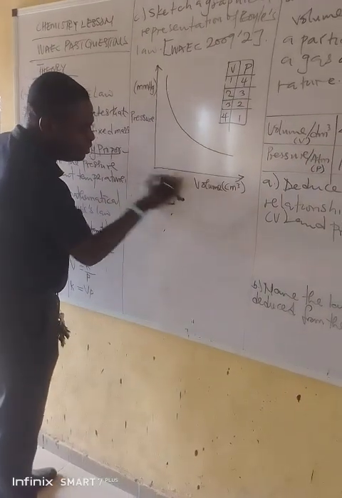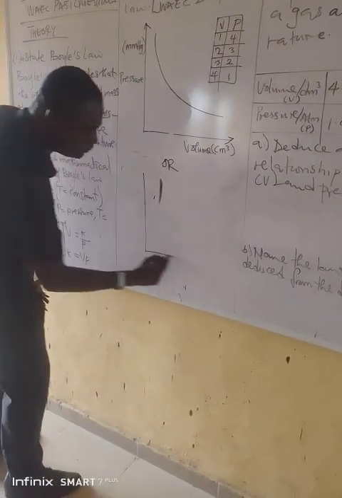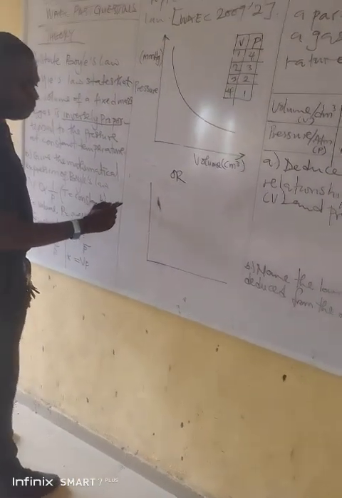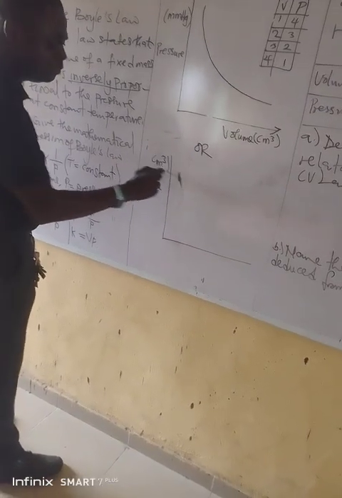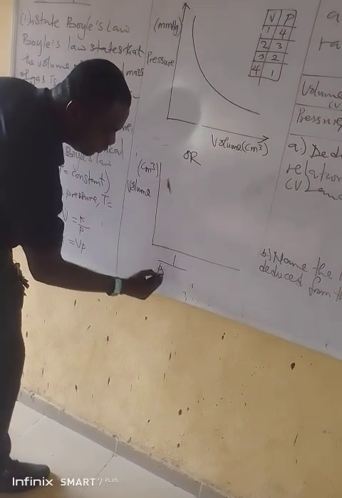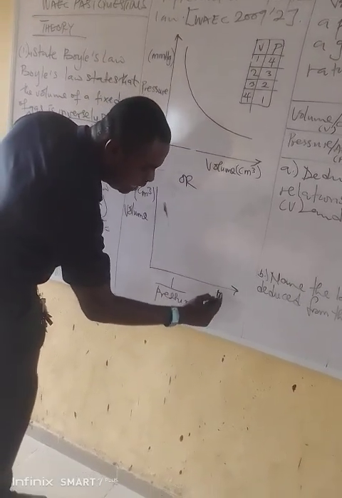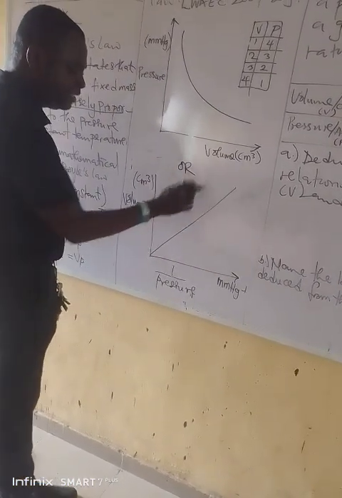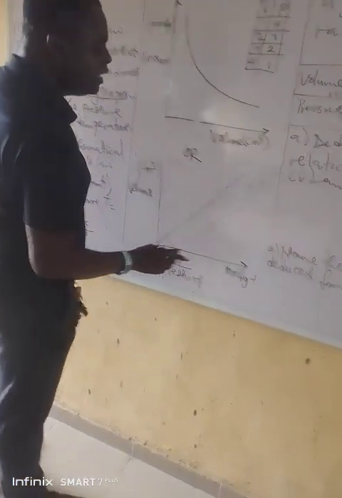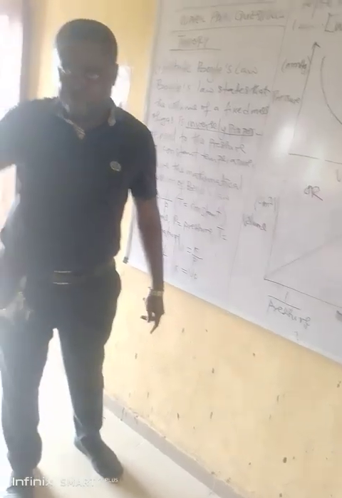You can still use this graph as this, or you can still say volume in what? Centimeter cube. Then inverse of pressure, which is what? Millimeter mercury inverse. Then the graph will be like this. It will be a straight line graph. What does it mean? We can say that Boyle's law states that the volume of a fixed mass of gas is directly proportional to the inverse of pressure.